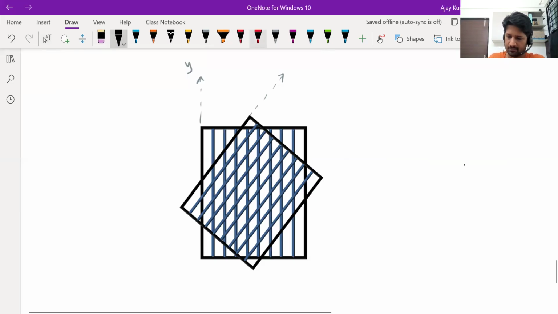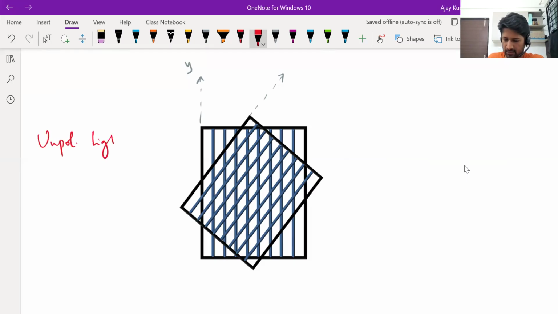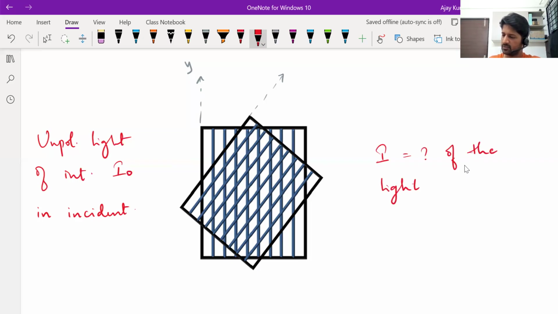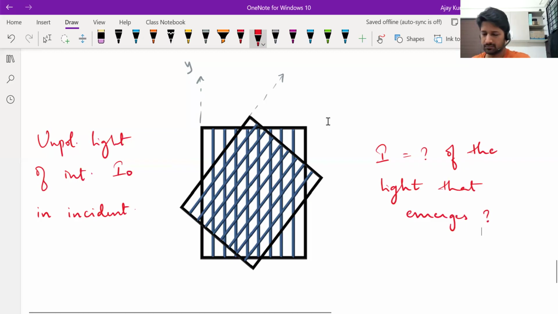Suppose unpolarized light of intensity I naught is incident on this combination. It passes through one Polaroid, then it passes through another Polaroid also, and then comes out on the other side. So unpolarized light of intensity I naught is incident. Find out the intensity of emerging light. What is the intensity of the light that emerges from this set of Polaroids? These two Polaroids have an angle of 45 degrees between their pass axes. Think carefully. Incident light is unpolarized, passes through one Polaroid, then it passes through the other Polaroid also, and then emerges out.